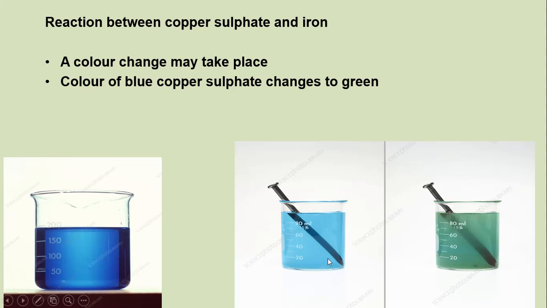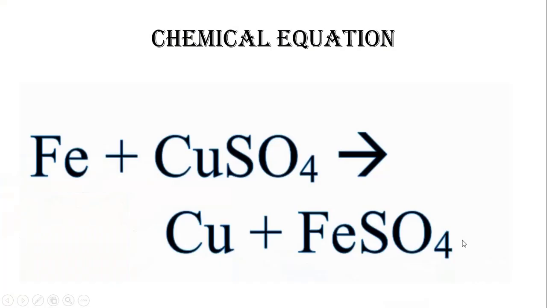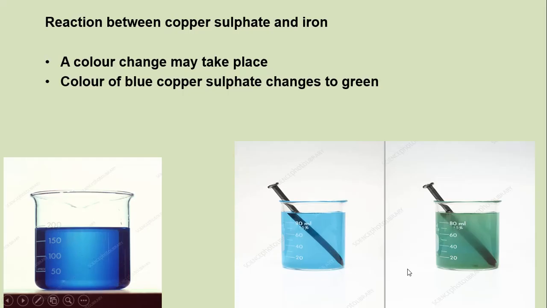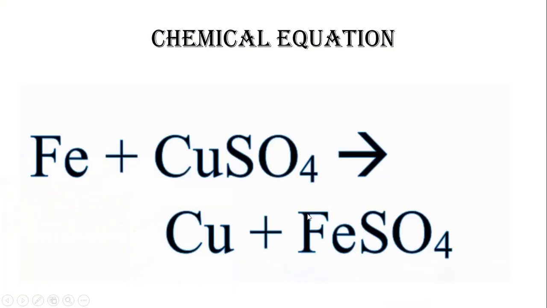So here the color of the copper sulfate changes from blue to green. This can be represented by this chemical equation. Iron reacts with copper sulfate and it gives copper plus iron sulfate. The brown color substance that is deposited over the iron nail is nothing but the copper, and the color change is due to the formation of the new substance, iron sulfate.